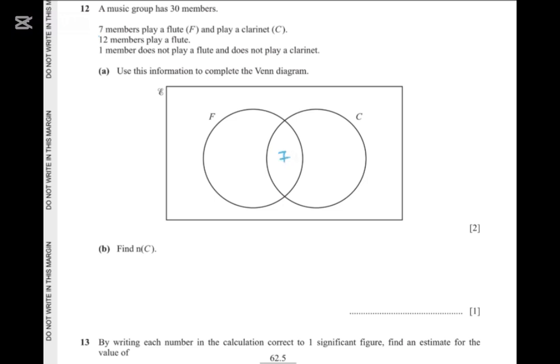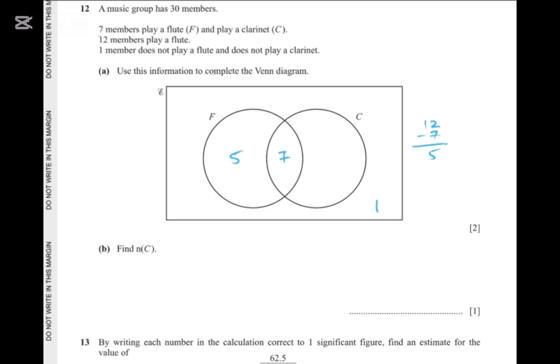12 members play a flute. So from 12, I need to subtract 7, because the only-flute area is this part. Some of the flute players can also play clarinet. So 12 minus 7 will be 5, and 5 comes here. Then one member does not play a flute and does not play a clarinet, so 1 is not playing anything and can be written outside the circles.